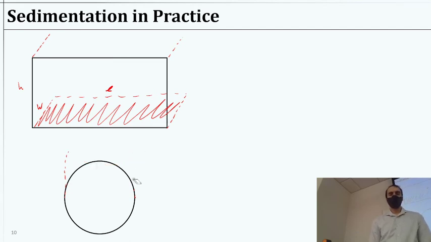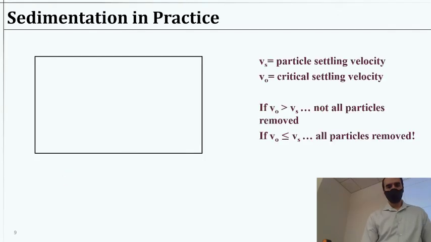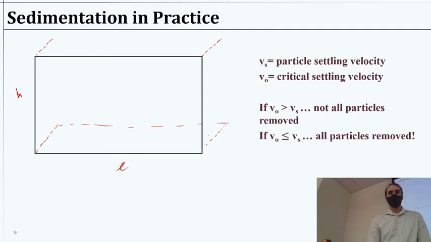So I'm going to keep this one a little bit simple here. I'm going to go back a slide and talk about this. Okay, so in this case, what I want to show you is how we can relate the design criteria, the V naught, to the area of the basin, because it turns out that the height of the basin is not actually super important. So we've got height there, we've got length here, and width here. So this is our sedimentation chamber.